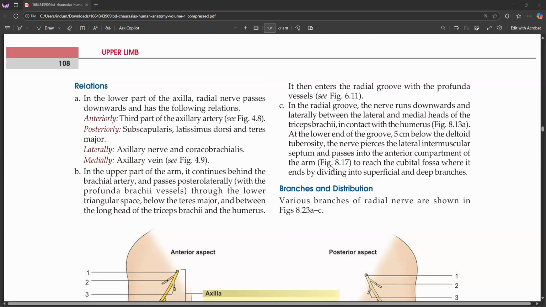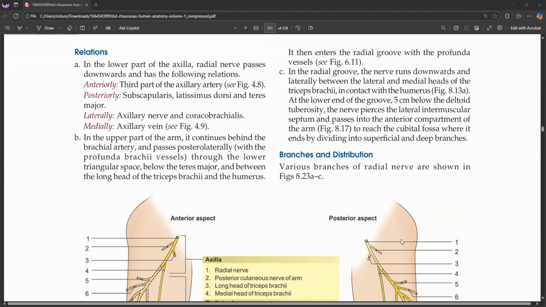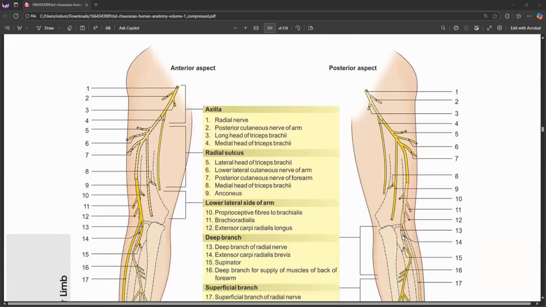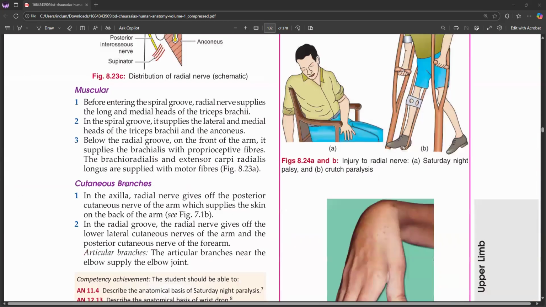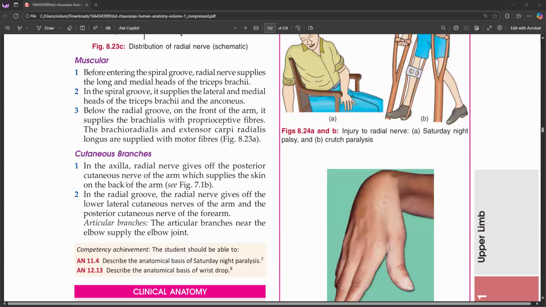Branches and distribution. Various branches of radial nerve are shown in figures 8.23a to c. Muscular. Number 1. Before entering the spiral groove, radial nerve supplies the long and medial heads of the triceps brachii. Number 2. In the spiral groove, it supplies the lateral and medial heads of the triceps brachii and the anconeus. Number 3. Below the radial groove on the front of the arm, it supplies the brachialis with proprioceptive fibers. The brachioradialis and extensor carpi radialis longus are supplied with motor fibers.